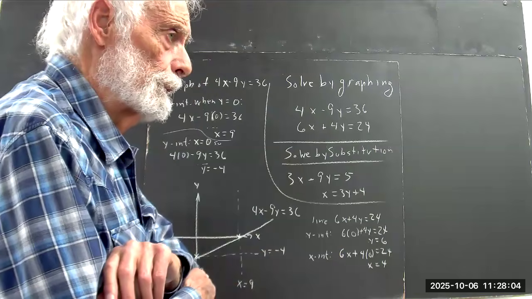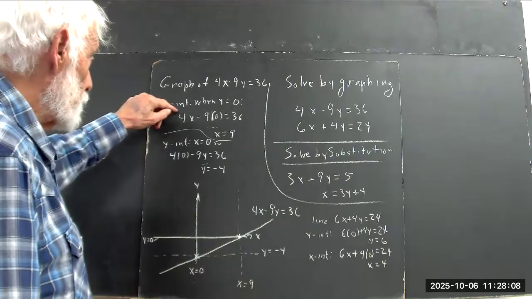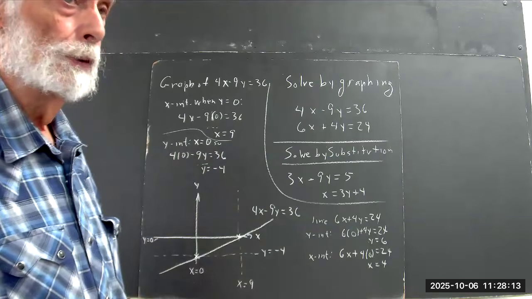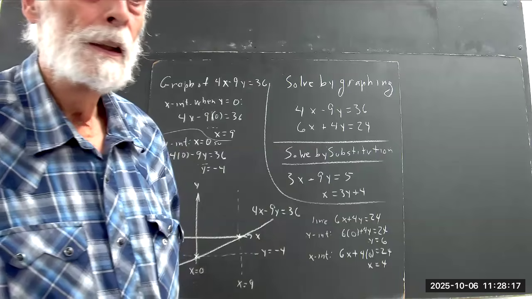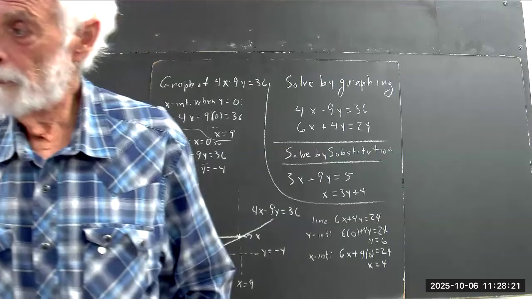When you do this, I strongly recommend you write out x-intercept when y equals 0, y-intercept when x equals 0, so that begins to make sense to you. If you're not writing it out, you're not going to get it as well. So, thanks.